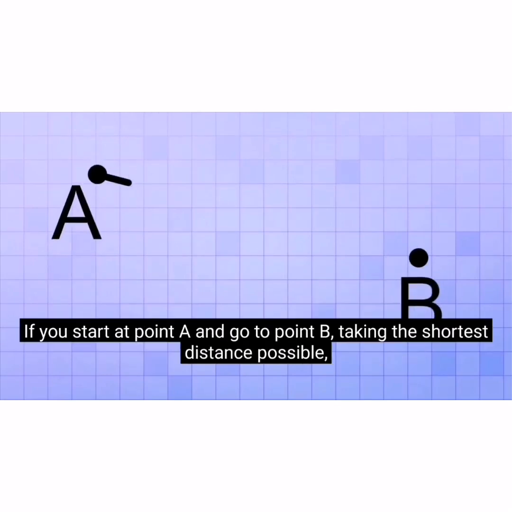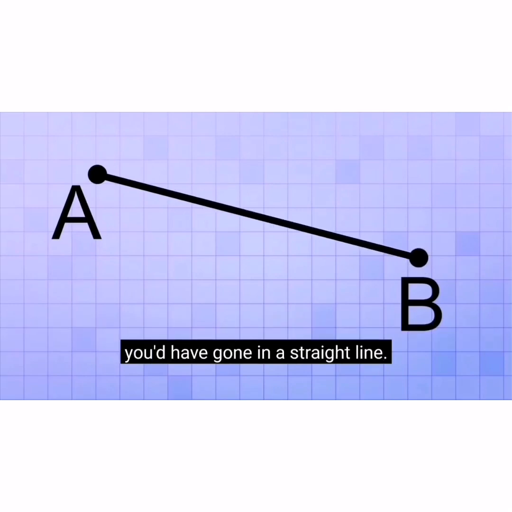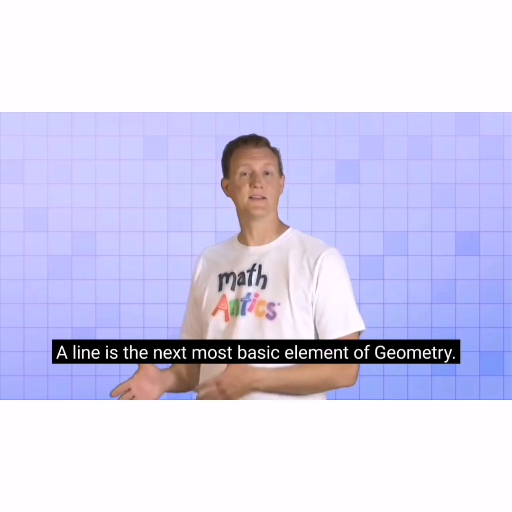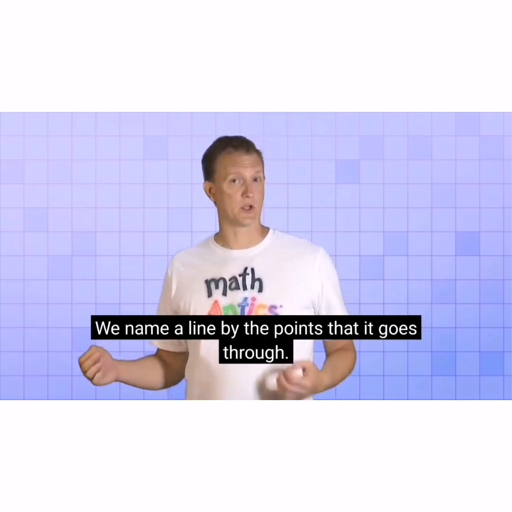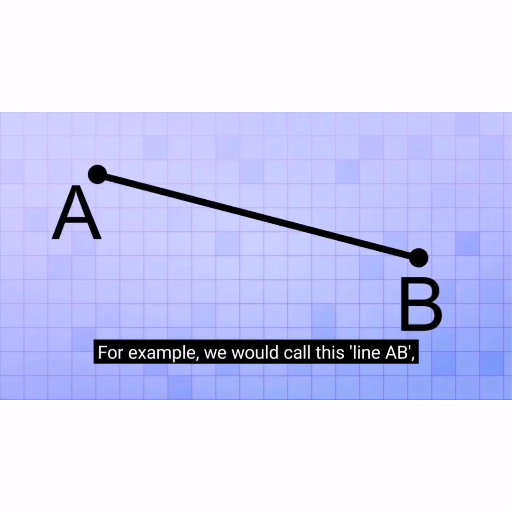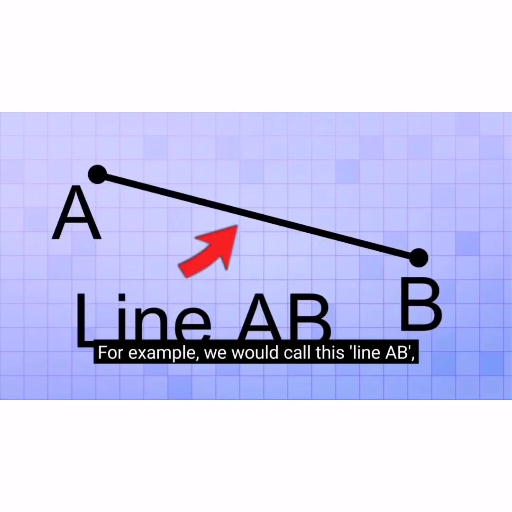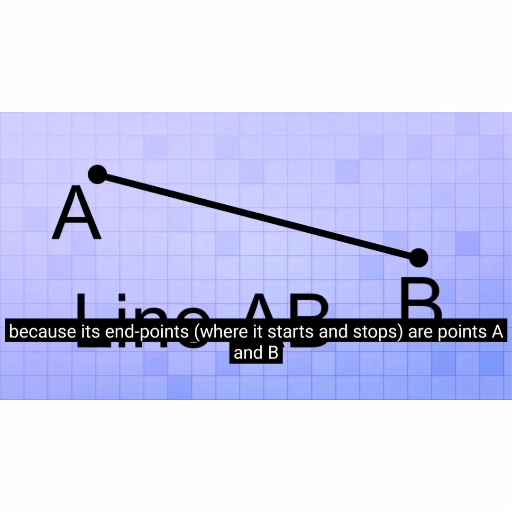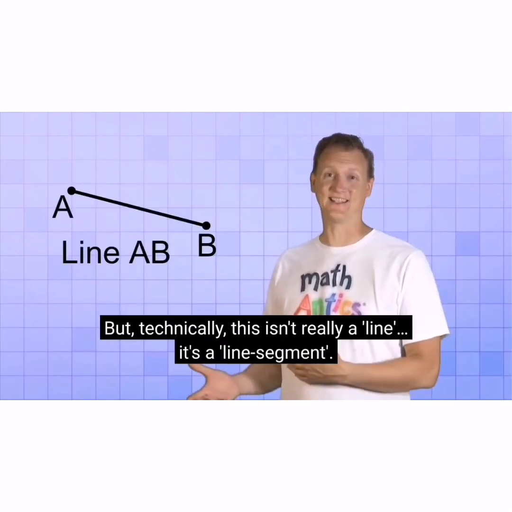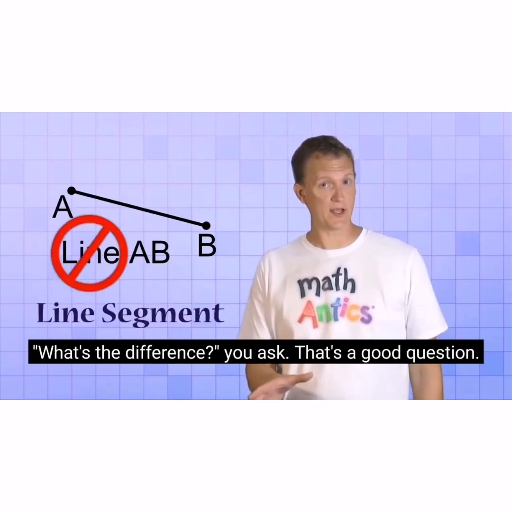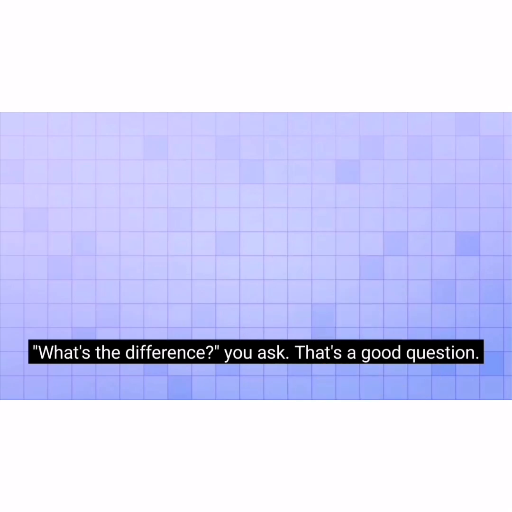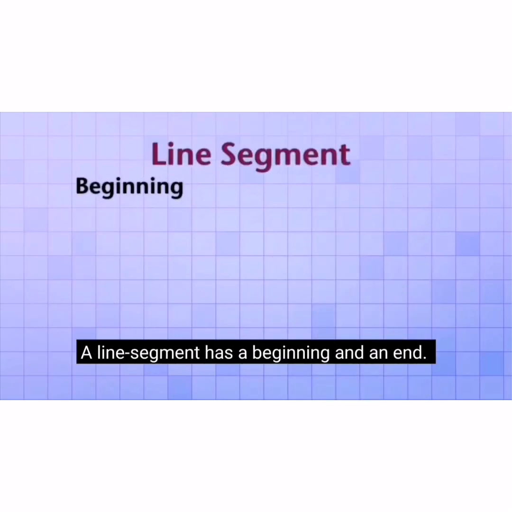If you start at point A and go to point B taking the shortest distance possible, you would have gone in a straight line. A line is the next most basic element of geometry. We name a line by the points that it goes through. For example, we would call this line AB because its endpoints, where it starts and stops, are points A and B. But technically, this isn't really a line. It's a line segment. What's the difference, you ask? That's a good question. A line segment has a beginning and an end.